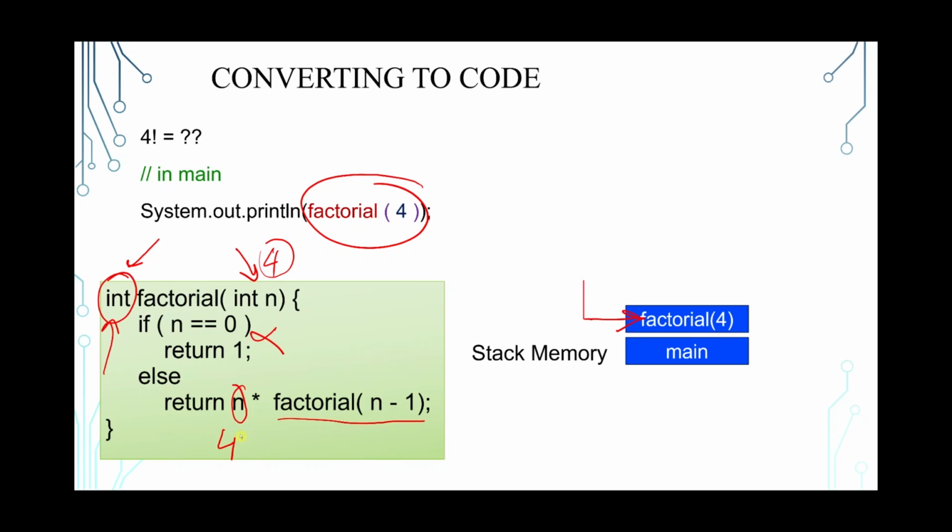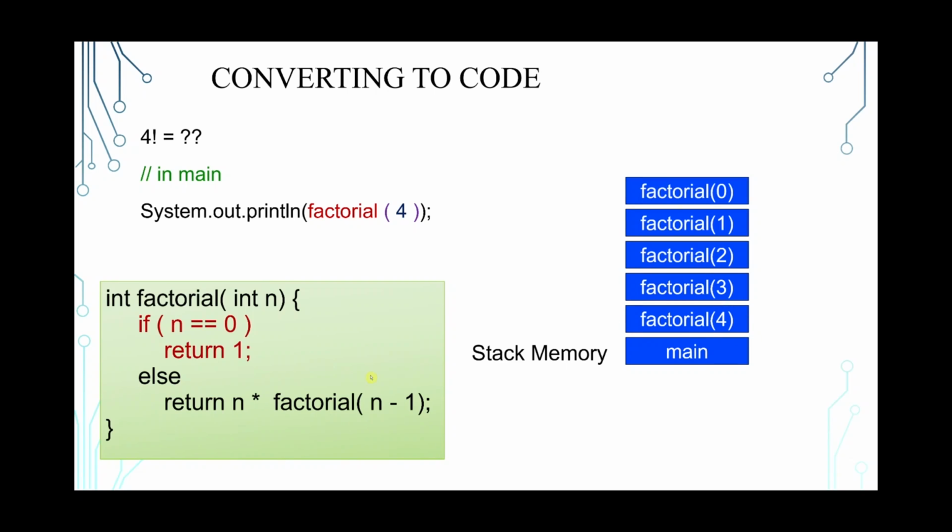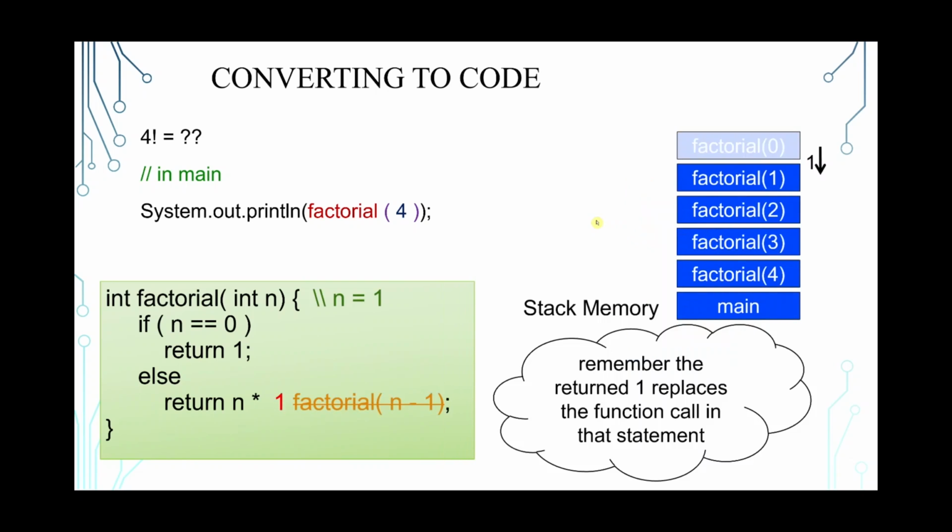So 4 times factorial of n minus 1. What is n minus 1? It's 3. So add a new stack frame with 3 and do the same thing, until you get to factorial 0. Now, when factorial receives 0, is n equal to 0? Yes. So return 1. So start returning. That returns 1. Now this function call, the one when you called it for 1, returns what?